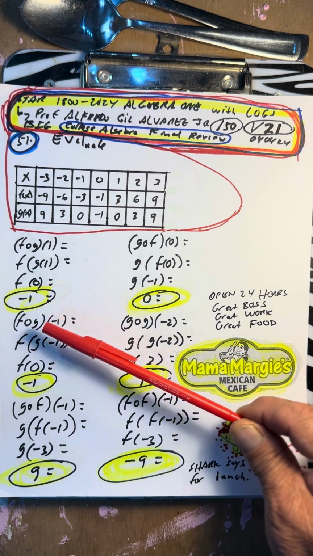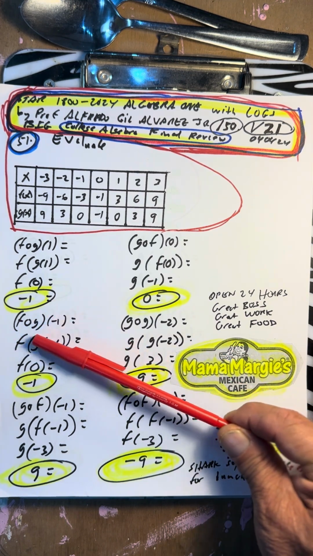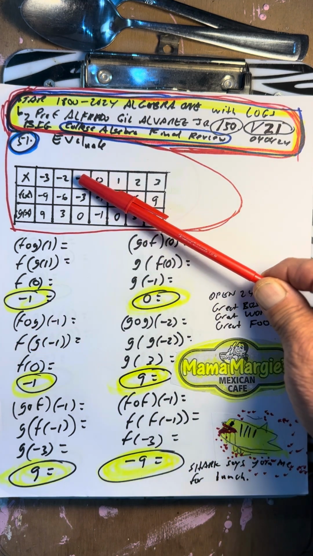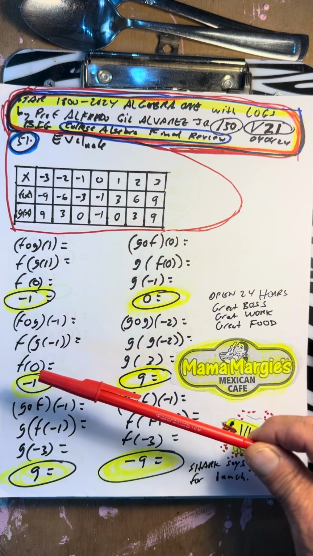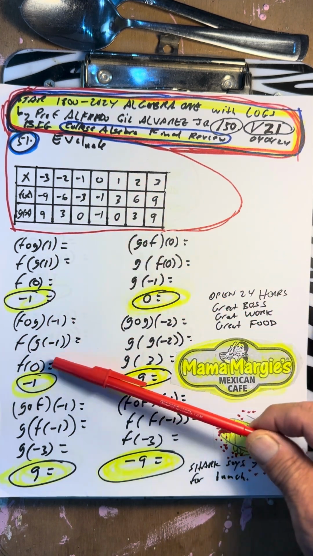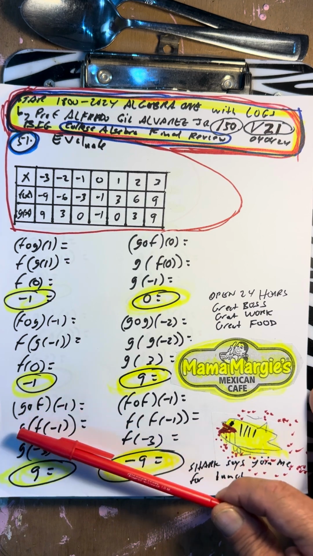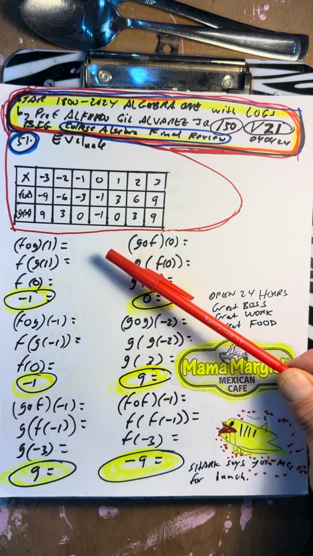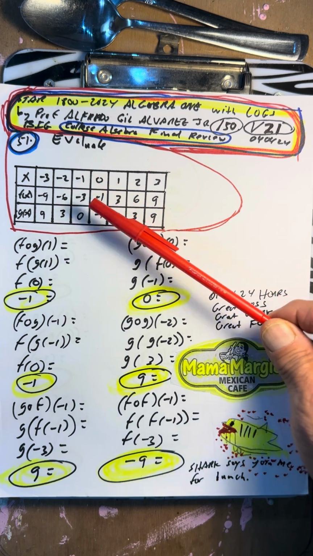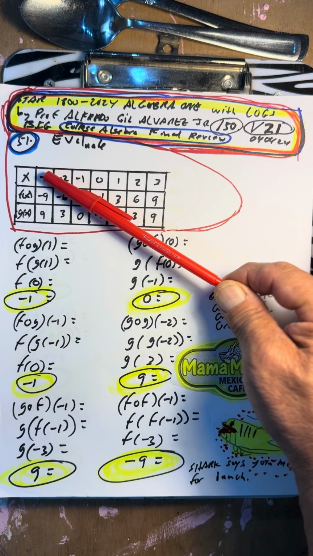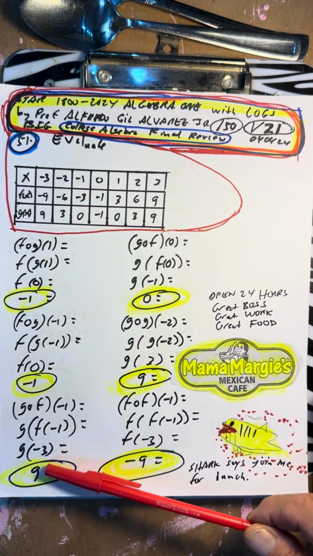Let's do this one here. f circle g of negative 1. That means f of g of negative 1. What is g of negative 1? Let's see. Here's negative 1. Where's the g function right here? 0. And what is f of 0? f of 0 is negative 1. g circle f. That's g of f of negative 1. What is f of negative 1? Here's negative 1, f is negative 3, and g of negative 3, there it is, and the g is 9.